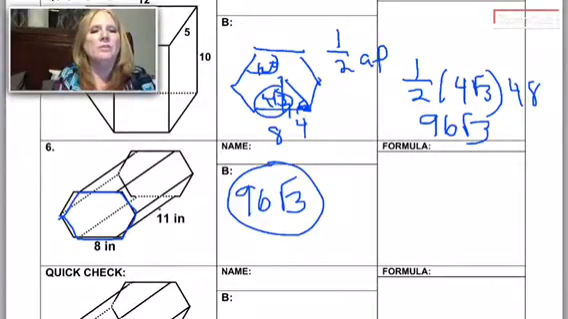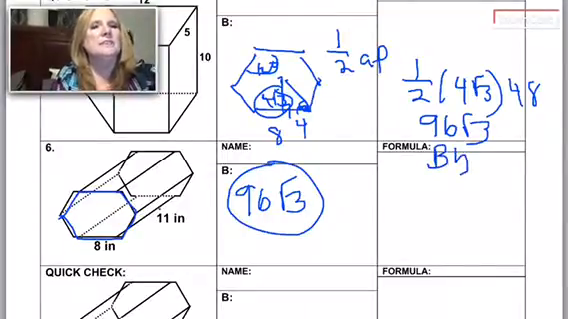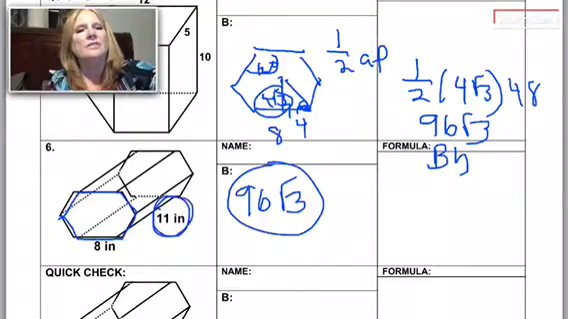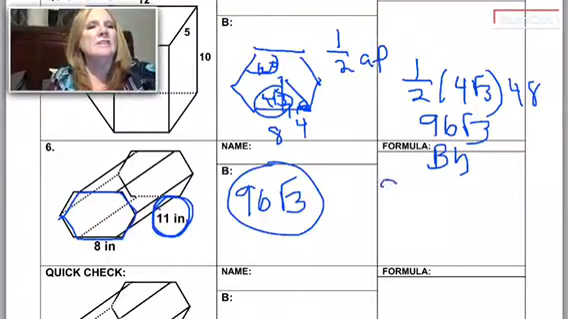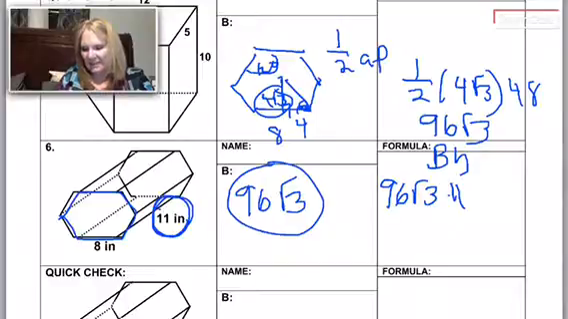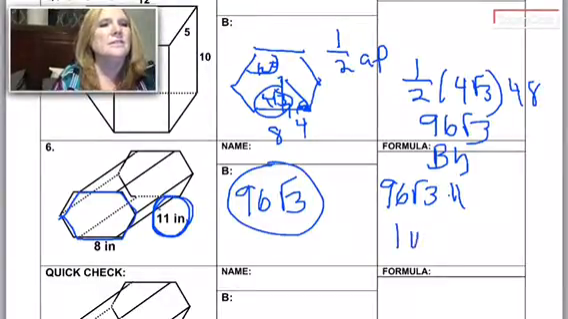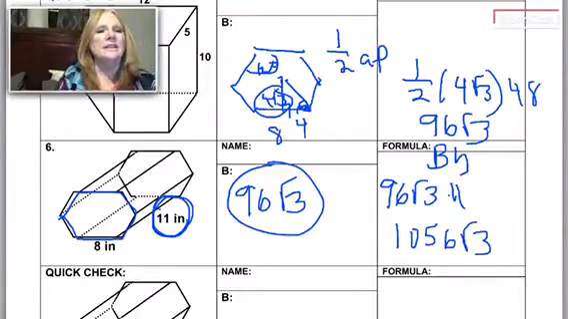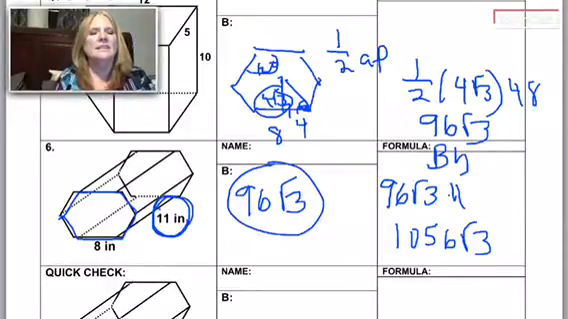Now we know that the formula for the volume is area of the base times the height, and so here is the height of our prism, 11. So we have 96 to the square root of 3 times 11. So make sure you just multiply the 96 times 11, and you get 1056 to the square root of 3. And that is the volume of that hexagonal prism.